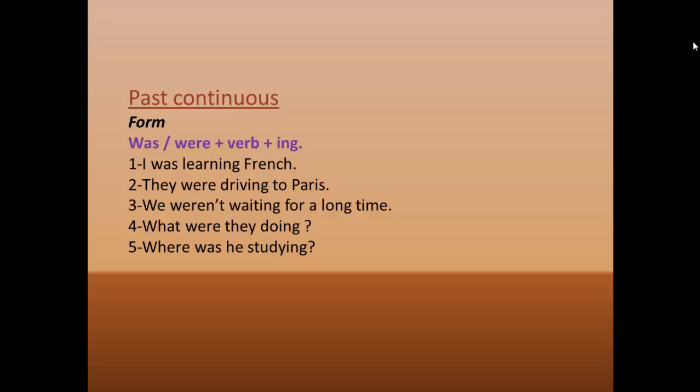If I want to make a question, I have to switch the places of the subject or subject pronoun and the verb to be, was or were. So here were comes before they. What were they doing? Number 5, where was he studying? Also here the verb to be was comes before the subject pronoun he.